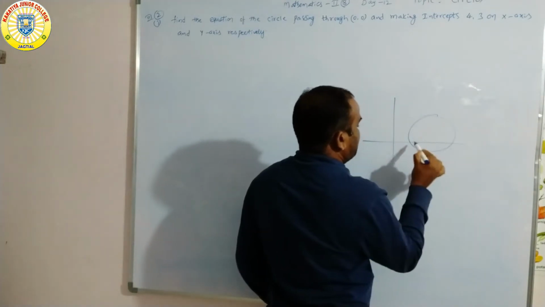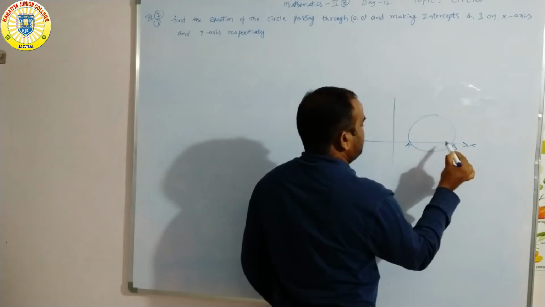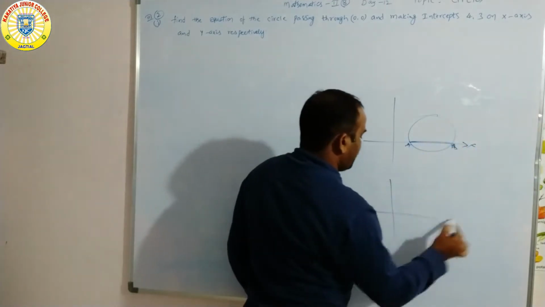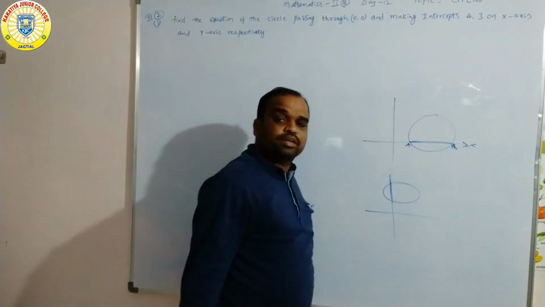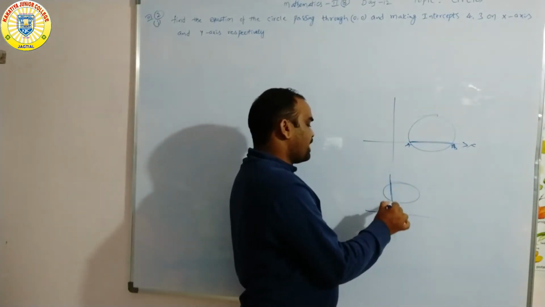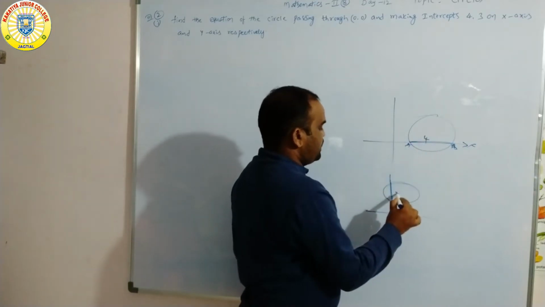Like this one, a circle touches the x-axis. In how many points? Two points. This is nothing but the x-intercept. And the circle also intersects the y-axis like this; this is the y-intercept. So this circle meets the y-axis at 2 points. This is called the y-intercept. Here the x-intercept is 4, the y-intercept is 3.